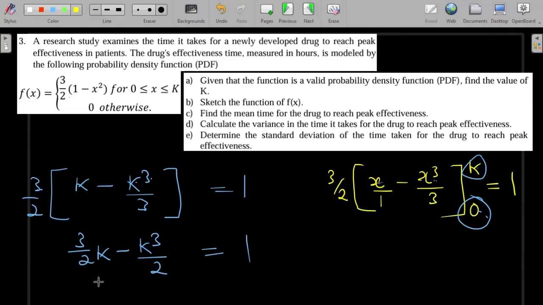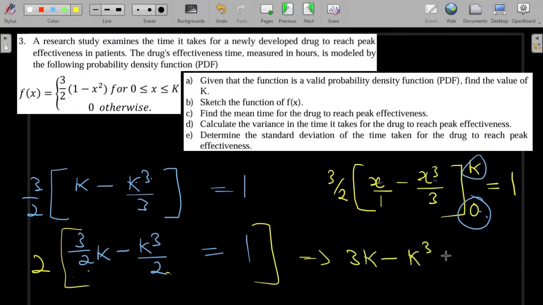Okay, so from here, I want to get rid of the fractions. So what do I do? I multiply throughout by the denominator, which is 2. If I multiply by 2 throughout, this 2 and this 2 will cancel, this 2 and this 2 will cancel. So I'll remain with 3k minus k to the power 3 equals 2, because I'm multiplying 2 with this, and this. So that's where this 2 is coming from.